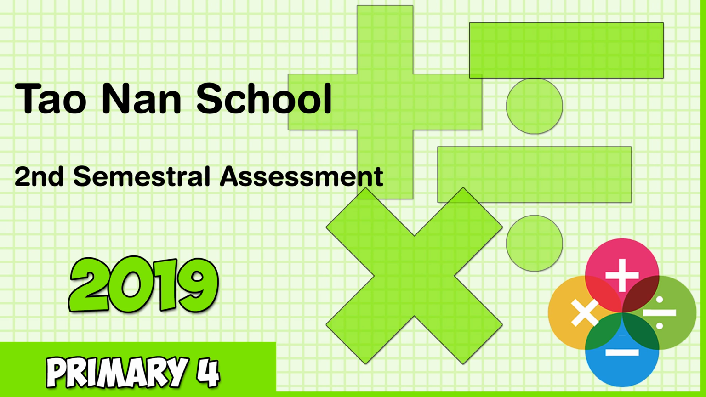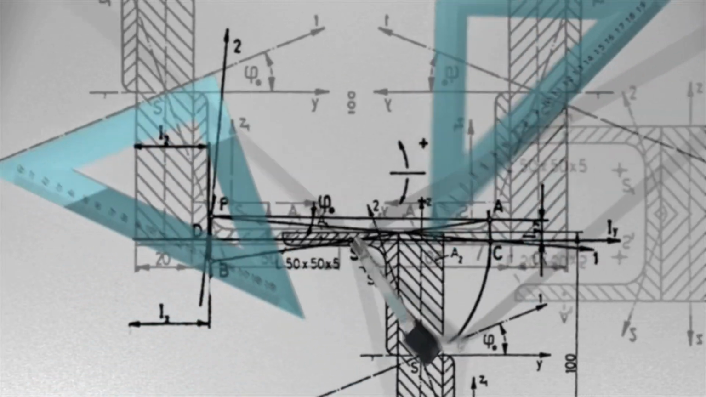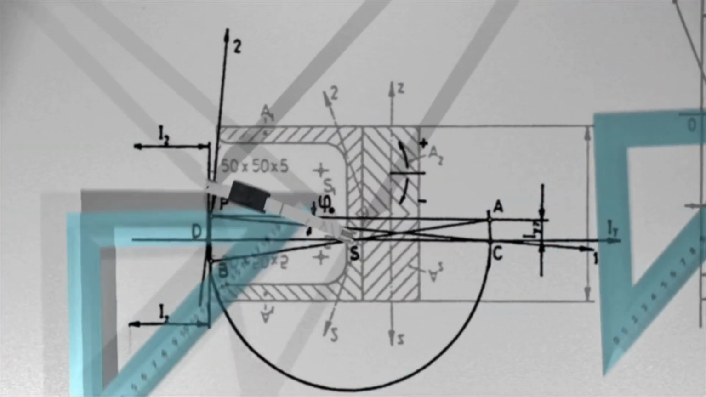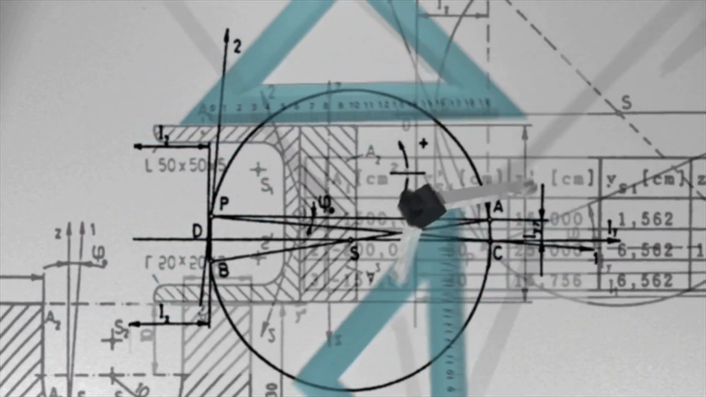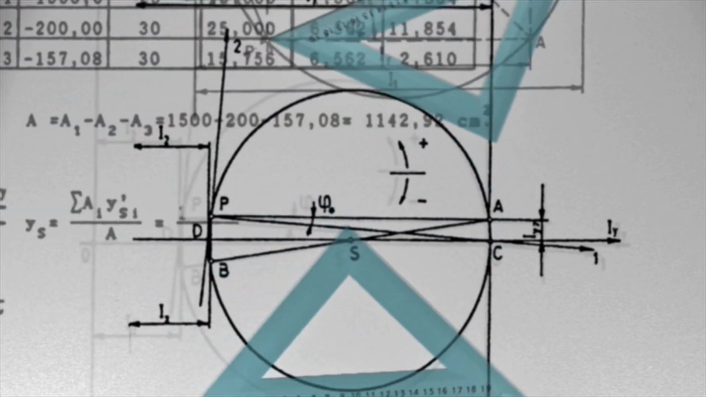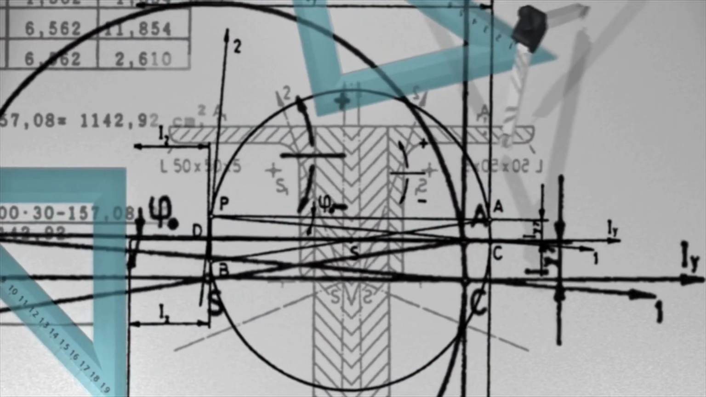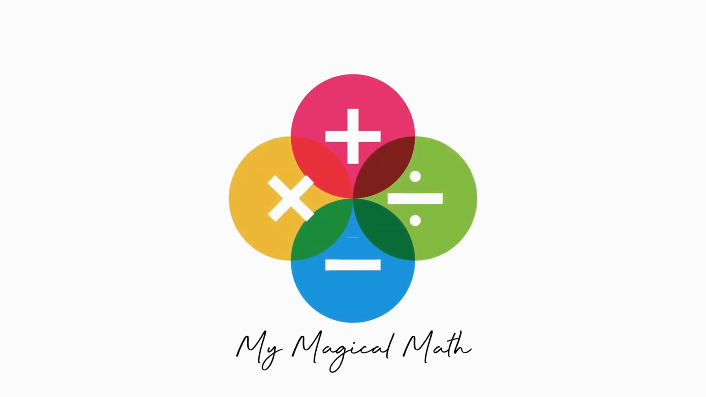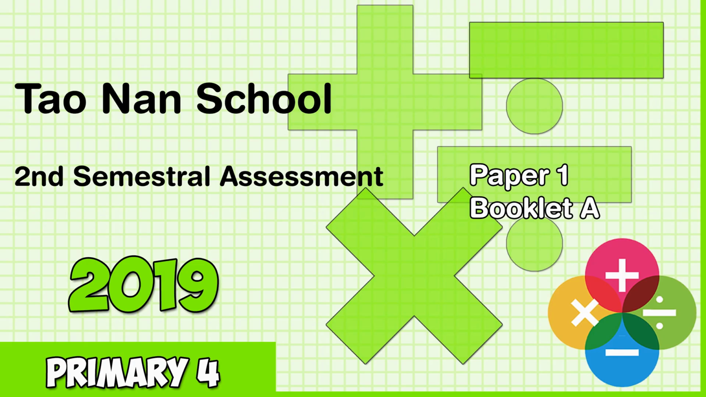Tao Nan School. Second Semestral Assessment 2019. Primary 4 Mathematics. Tao Nan School. Second Semestral Assessment 2019. Primary 4 Mathematics. Paper 1 Booklet A.